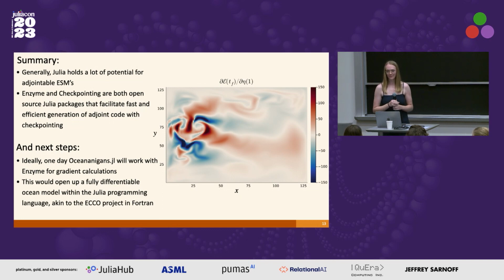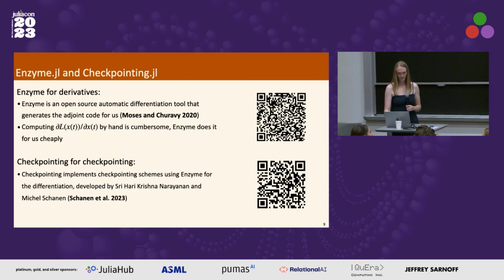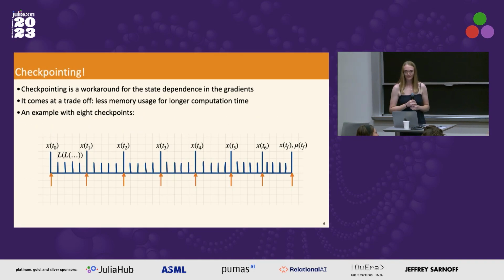Great talk, by the way. So with the checkpointing, I was wondering if you found a sweet spot for the number of time steps that you group into the checkpoint, and if there are any values that are too large or too small, and how you went about that.